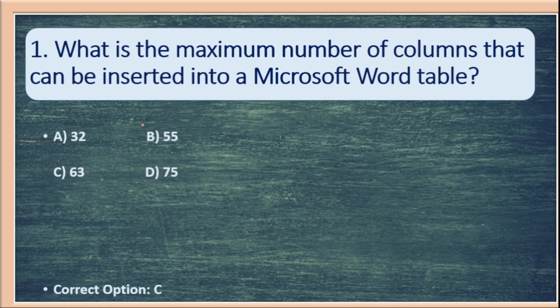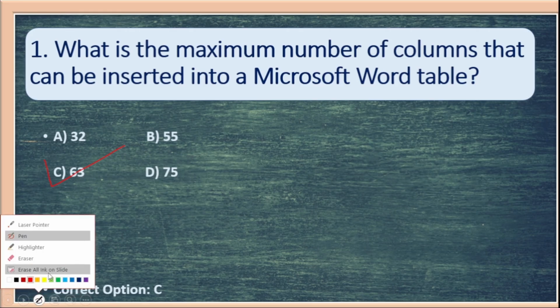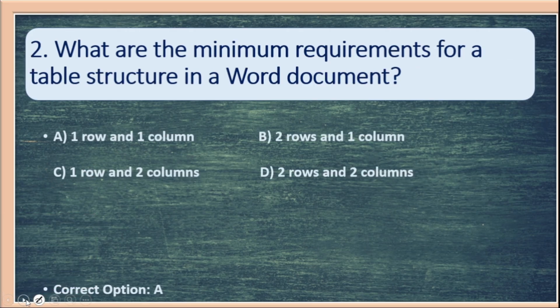What is the maximum number of columns that can be inserted into a Microsoft Word table? A 32, B 55, C 63, D 75. Answer is C, 63. Next question. What are the minimum requirements for a table structure in a Word document? 1 row and 1 column, 2 rows and 1 column, 1 row and 2 columns, 2 rows and 2 columns. Answer is A.